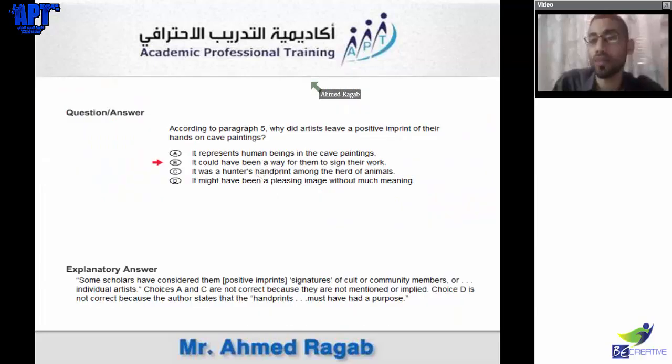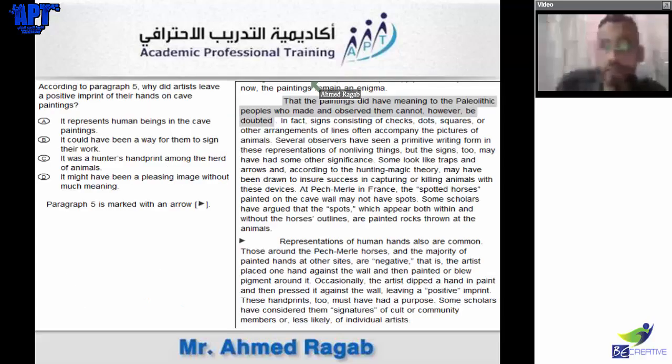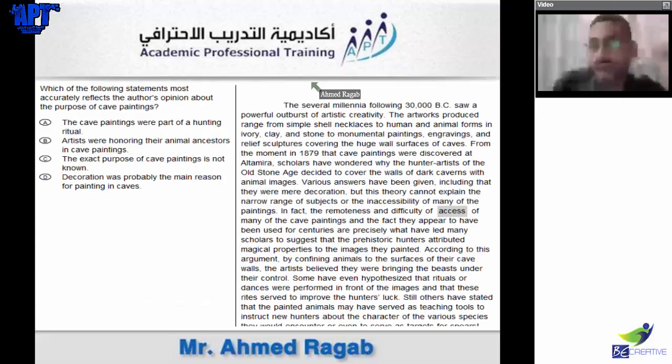So then he could have a way for them to sign the work. That's the idea. The artist signs his work with his handprint. Now let's go next.